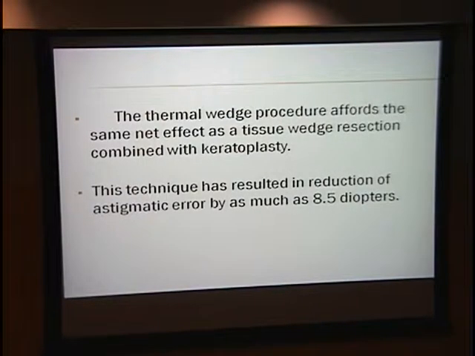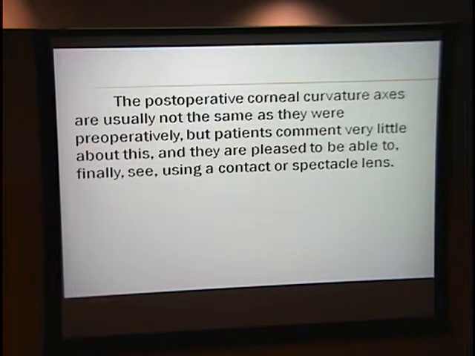This technique in the article here resulted in reduction of astigmatic error by as much as 8.5 diopters. There are some big astigmatic errors in that. And here's something to think about. Maybe we worry if somebody has a cylinder in one direction, are they going to worry if the cylinder axis is now in another direction? Well, they never got used to that cylinder axis in the first direction because they never could see with that. So that's not a problem. Patients comment very little about this, and they're pleased to be able to finally see using contact or spectacle lens.